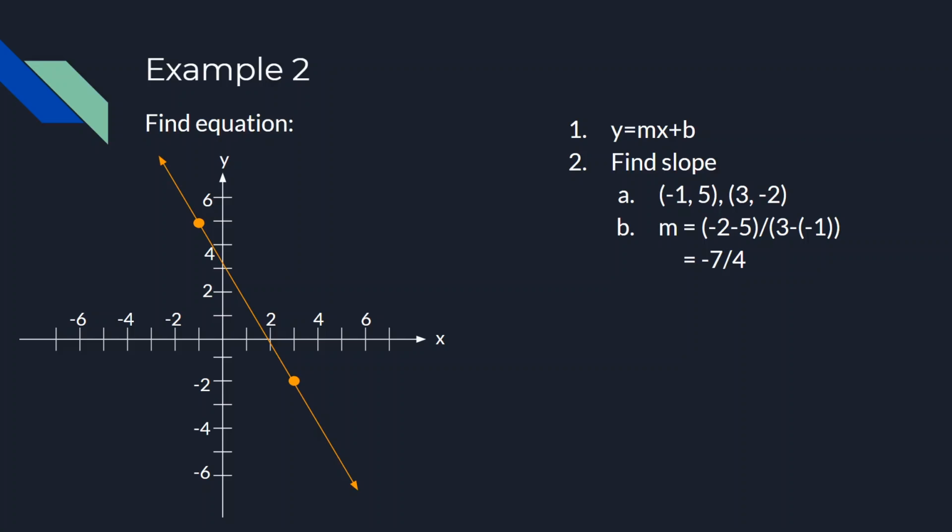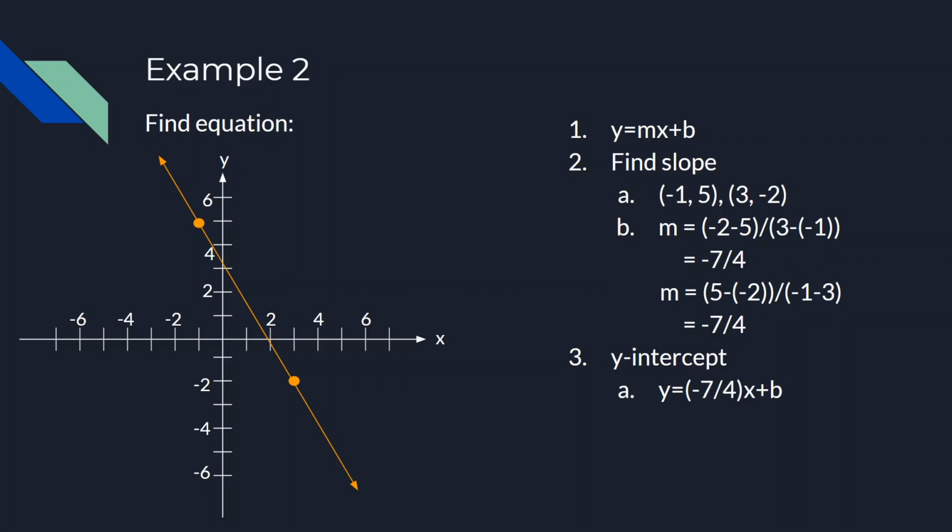And vice versa, if we choose 3, negative 2 to be point 1 and the other to be point 2, the result would be the same. 5 minus negative 2 divided by negative 1 minus 3 is still equal to negative 7 over 4. We can substitute this value in for m in the equation, so it becomes y equals negative 7 over 4x plus b.